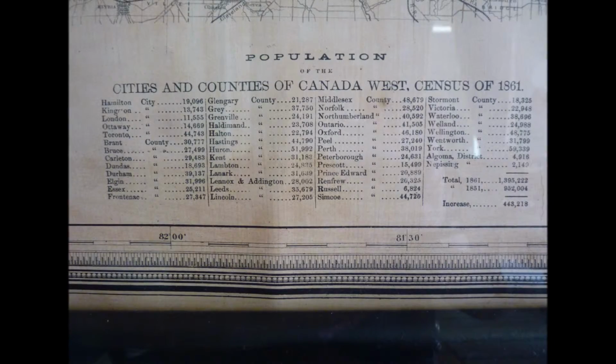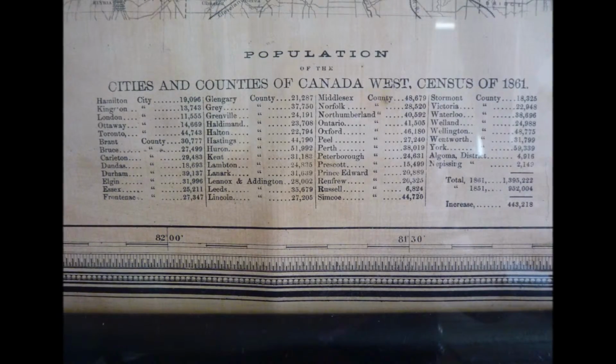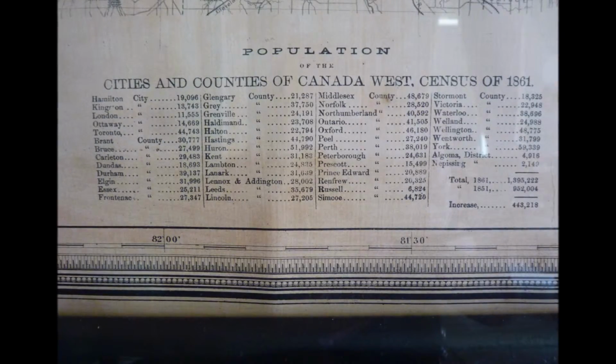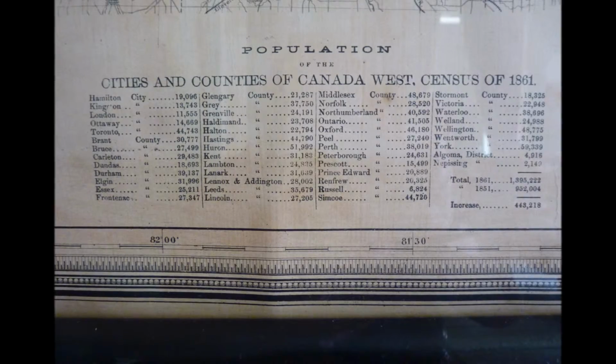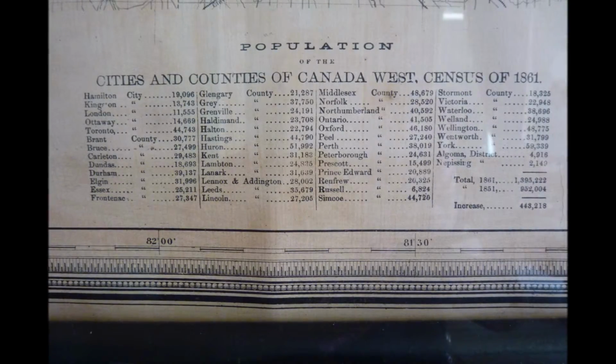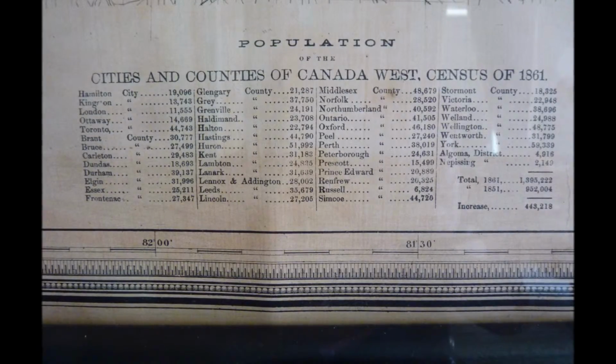There is a listing of the populations of the cities, of which there were only 5, and the counties. Ontario County, where Oshawa is located, had a population of 41,505, which was just under the population for Toronto, which was 44,743.